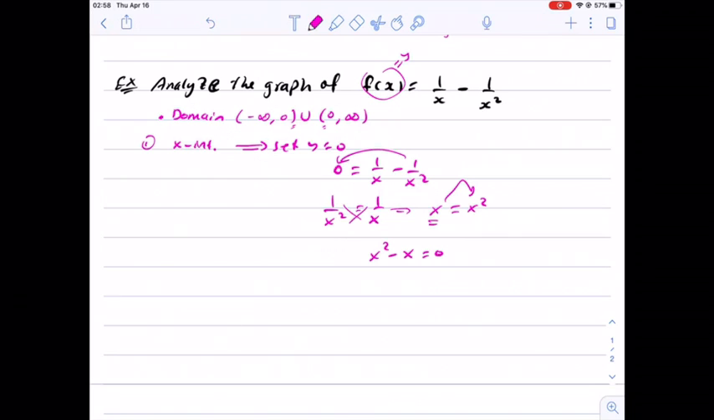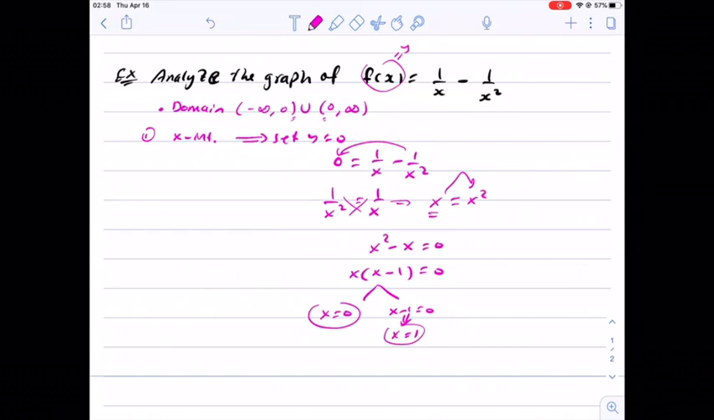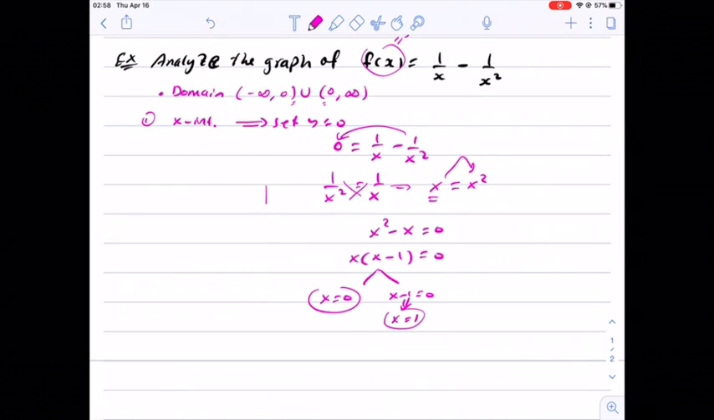I subtracted x from both sides, so we have x squared minus x equals 0. Then take x as a common factor, you get x times (x minus 1) equal to 0. So we have x equals 0, x minus 1 equals 0, and from this we get x equals positive 1. So we have two x-intercepts at x equals 0 and x equals 1.